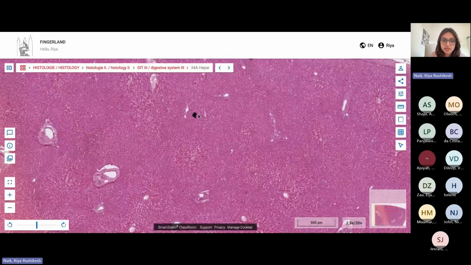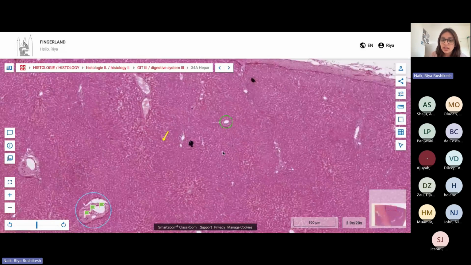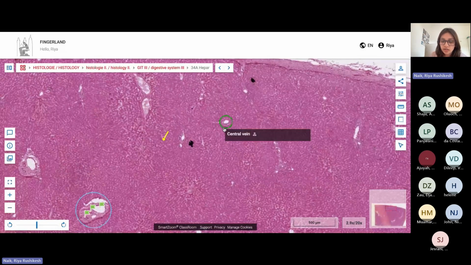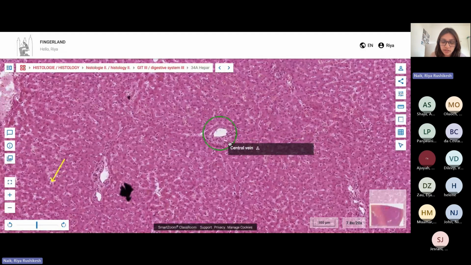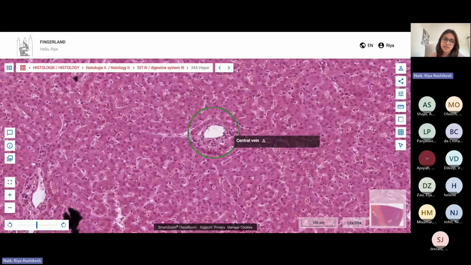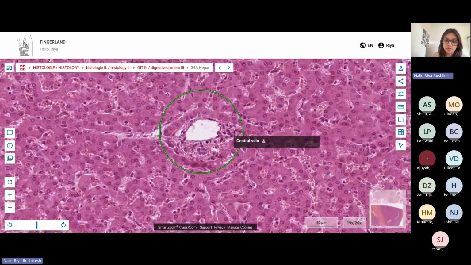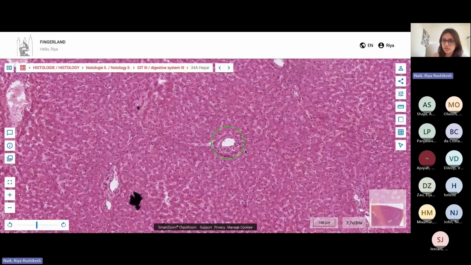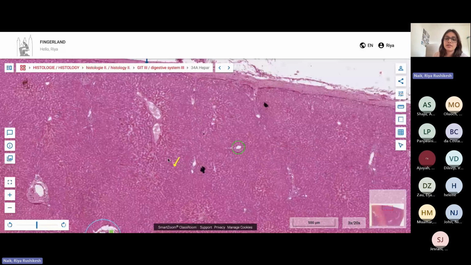Another important thing which you need to know in the slide is the central vein. So this is the central vein. Like I said earlier, in the slide of humans, you cannot really see the lobules properly, so you will not know if you are in the center of the lobule. But this is one central vein over here, and you can see a few more others, but you cannot tell that they're in the center of the lobule.